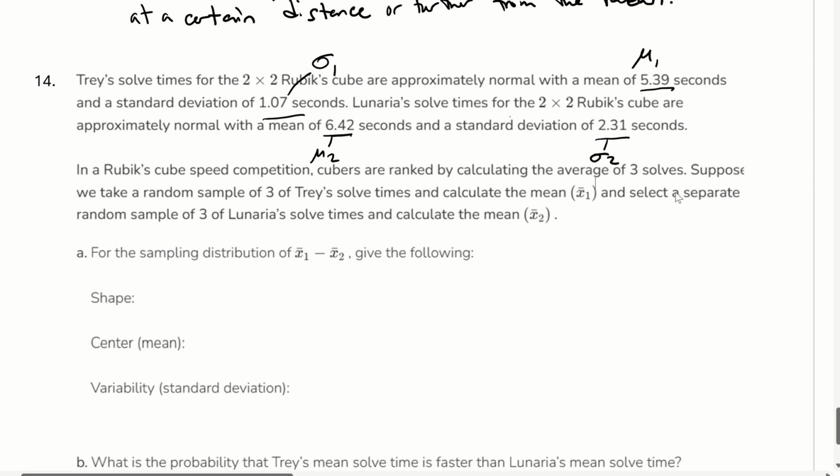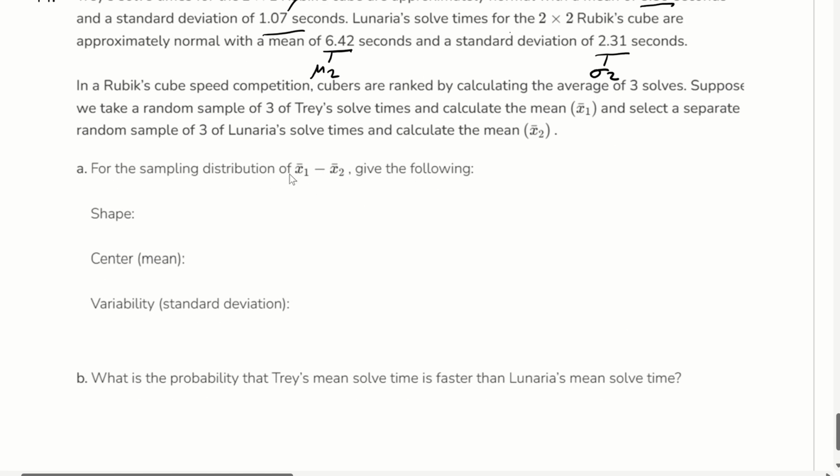Cubers are ranked by calculating the average of 3 solves. Suppose that we take a random sample of 3 of Trey's and then select a separate random sample of 3 of Lunaria's solve times and calculate the mean, x bar 2. Then we're going to subtract them, so x bar 1 minus x bar 2. Give the following. So what's the shape going to look like? All right, so the shape is approximately normal.